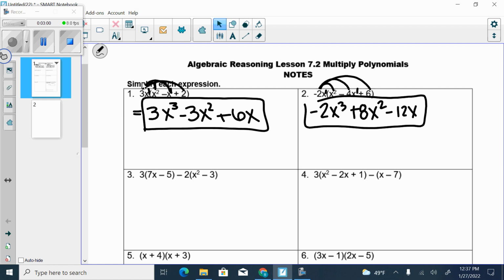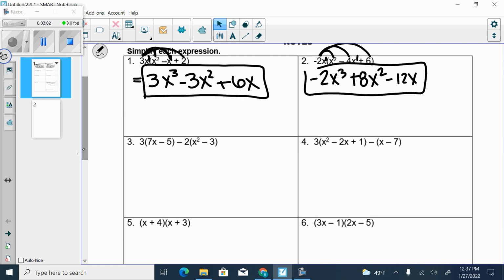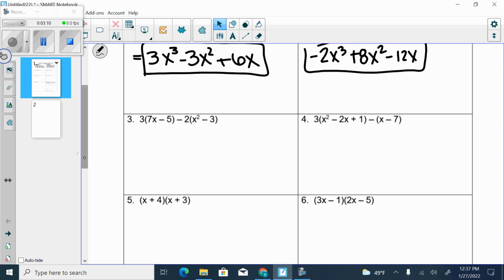Okay, example 3. Looks like there's something in front of each set of parentheses to distribute, so we're going to do that first. So we've got 3 times 7x. What's that? And 3 times negative 5. Good. Then I've got negative 2 times x squared. And negative 2 times negative 3. Positive 6.